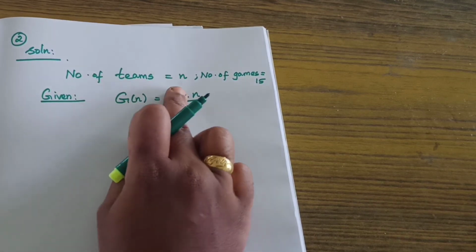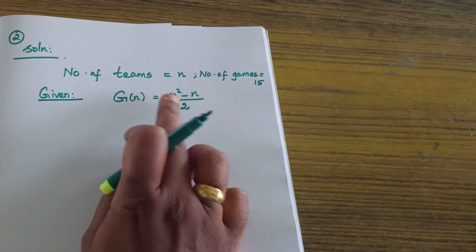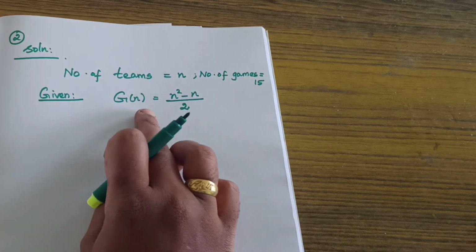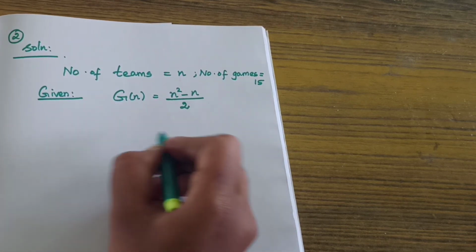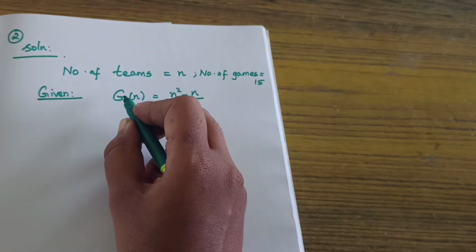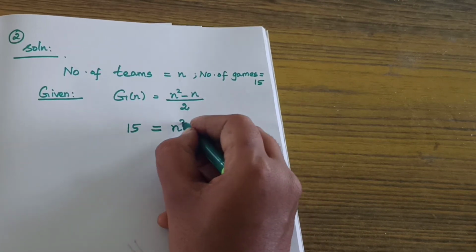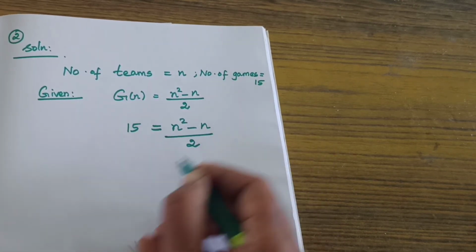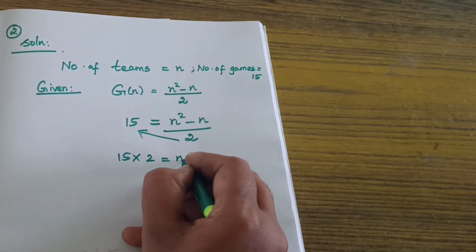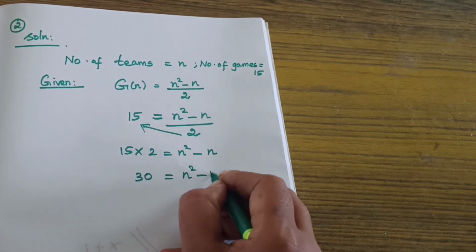Number of teams equal to n and number of games equal to 15. Given g of n is equal to n square minus n by 2. So number of games is 15, no? This g of n means total number of games. So number of games equal to 15, we can substitute here n square minus n by 2. Just cross multiply this. 15 into 2 is equal to n square minus n. So 30 is equal to n square minus n.